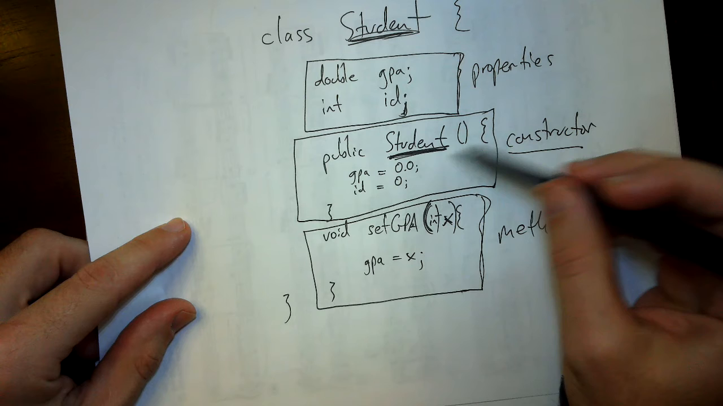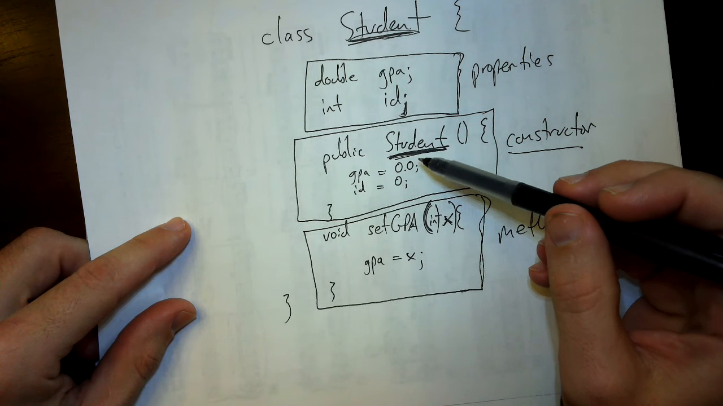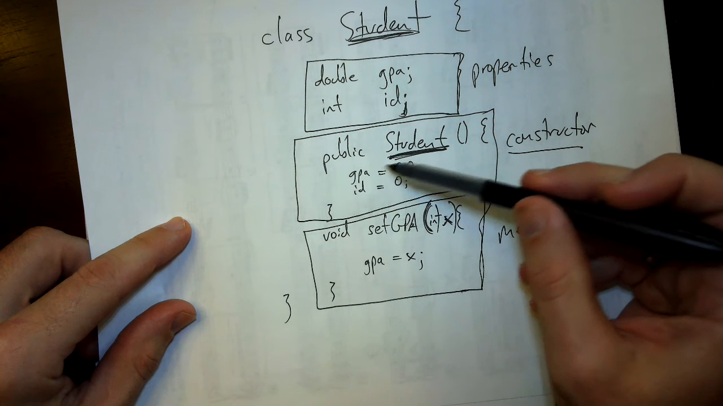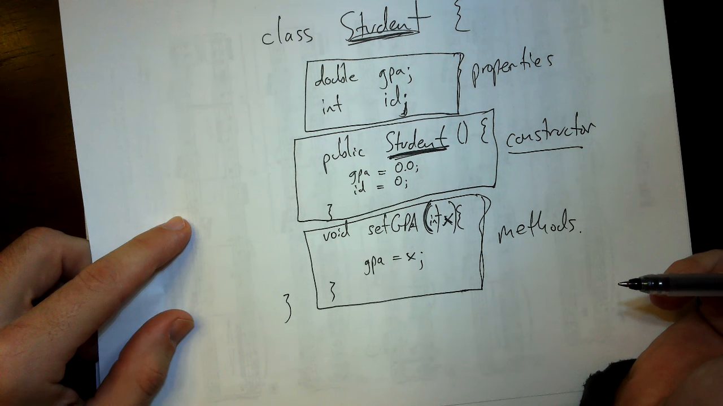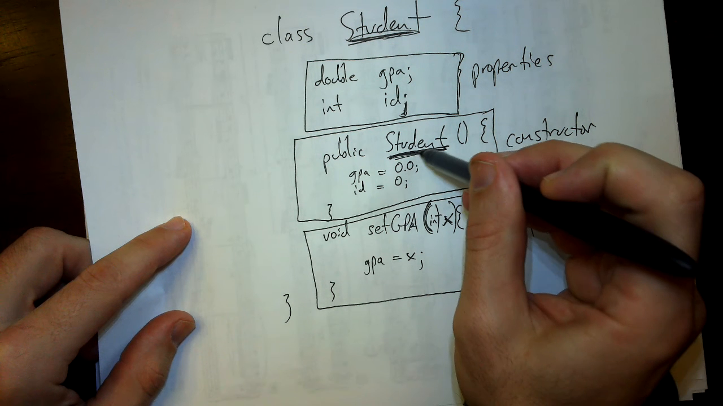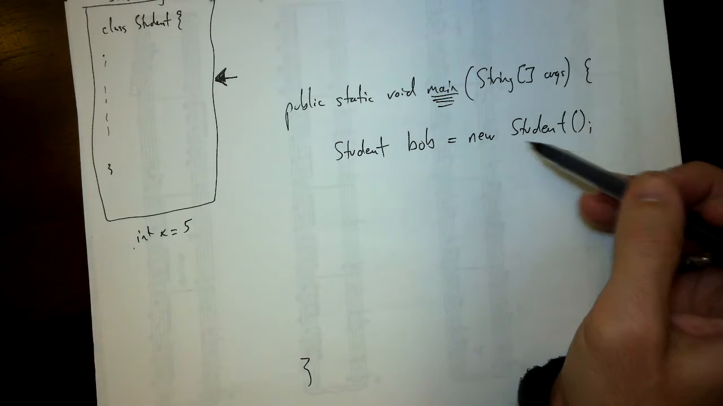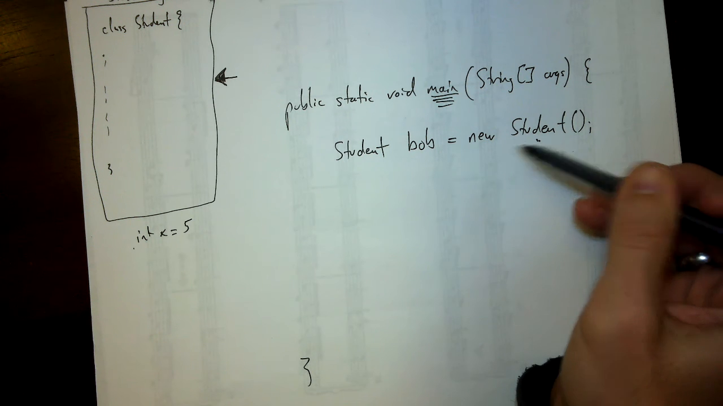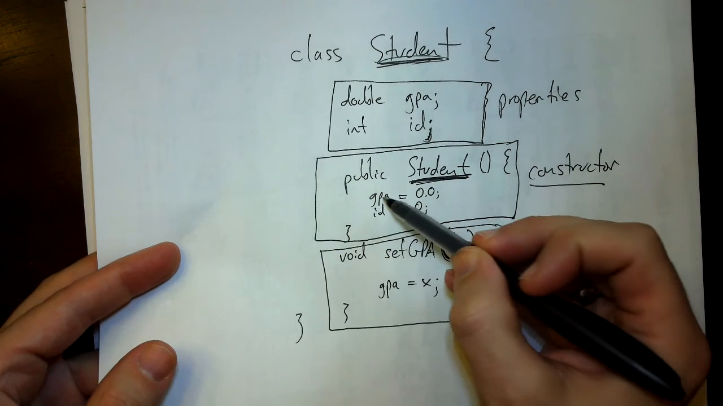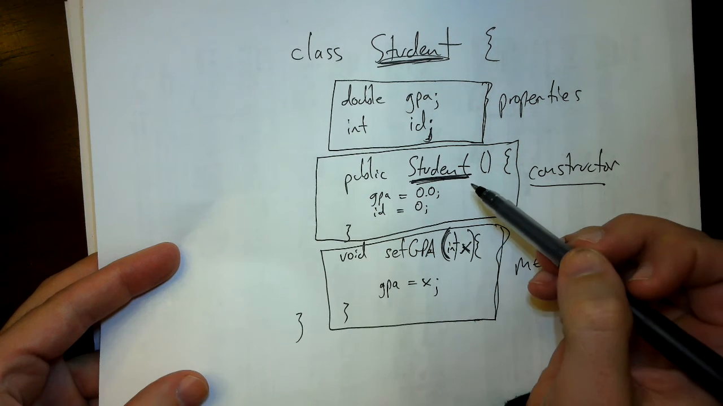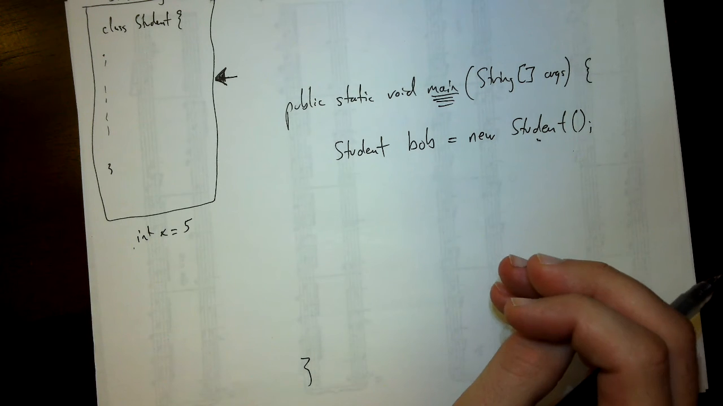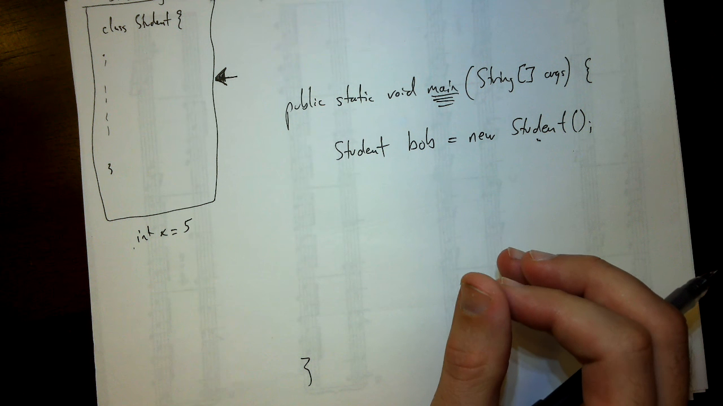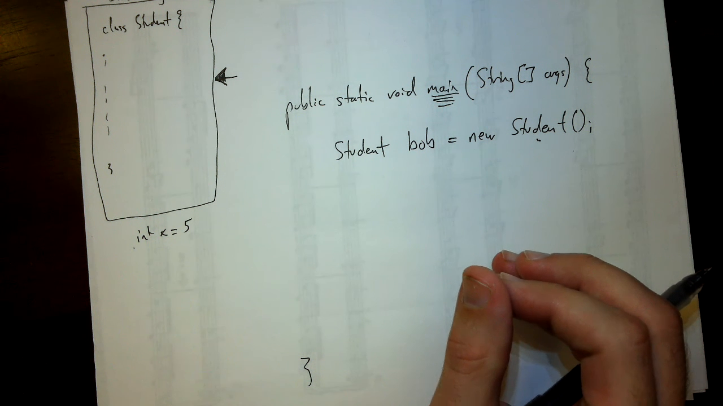When I called the constructor here to build my new student, Bob, it automatically set the GPA and the ID inside of it to 0. Right? It called this method right here. I said new student, so it called student. It set the GPA to 0 and the ID to 0. So Bob, inside Bob, now has a GPA of 0 and an ID of 0.